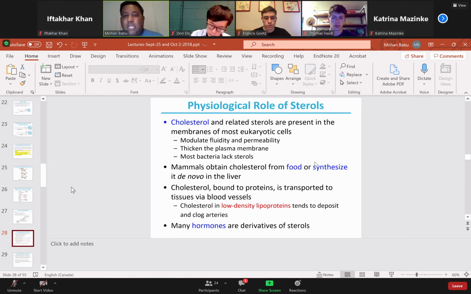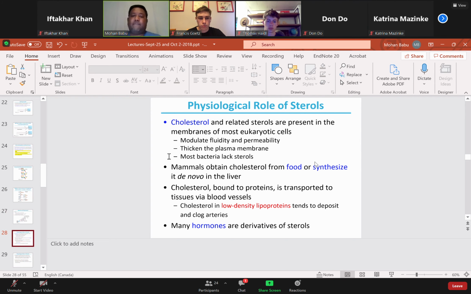Most mammals, like us humans, obtain cholesterol from food or synthesize it de novo in the liver. Usually the cholesterols in low density lipoproteins are not good for health because they clog arteries. Many hormones are derivatives of sterols. Very important: bacteria lack sterols and have hopanoids instead, but eukaryotic cells do have cholesterol and sterols. Keep that in mind.